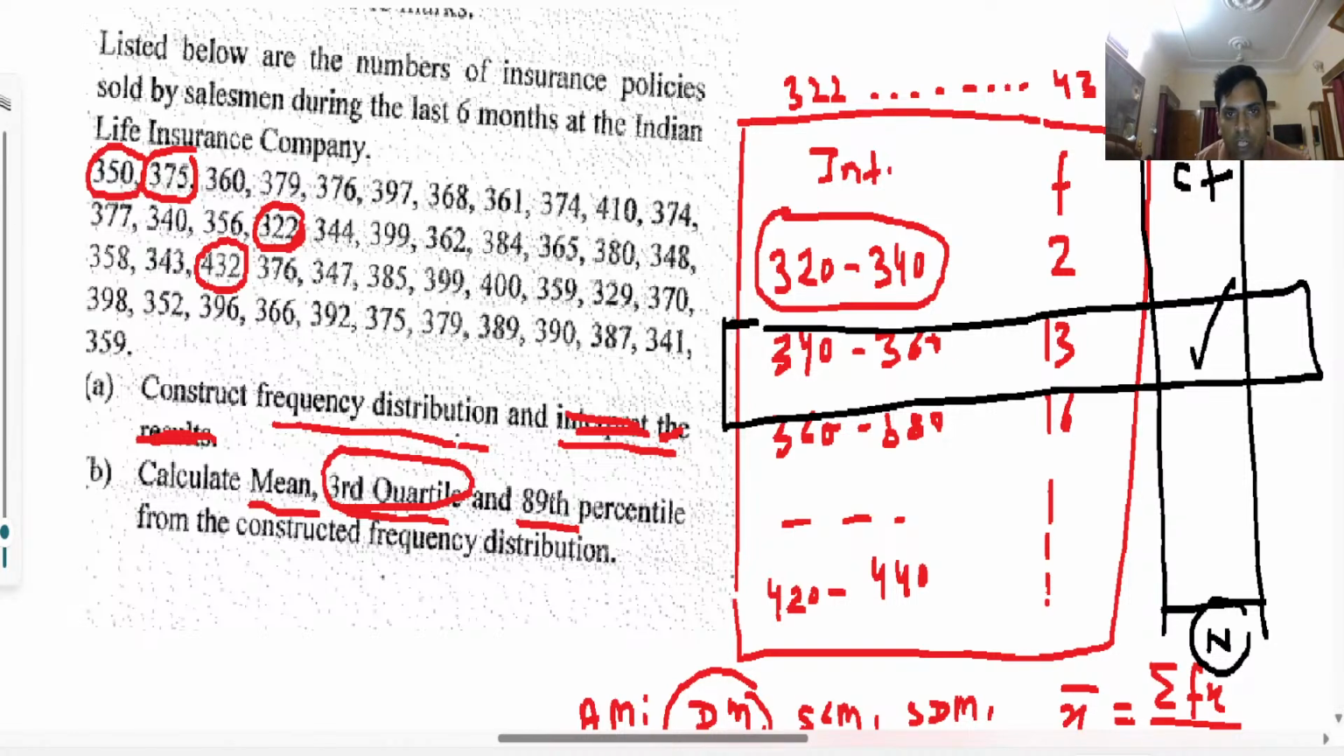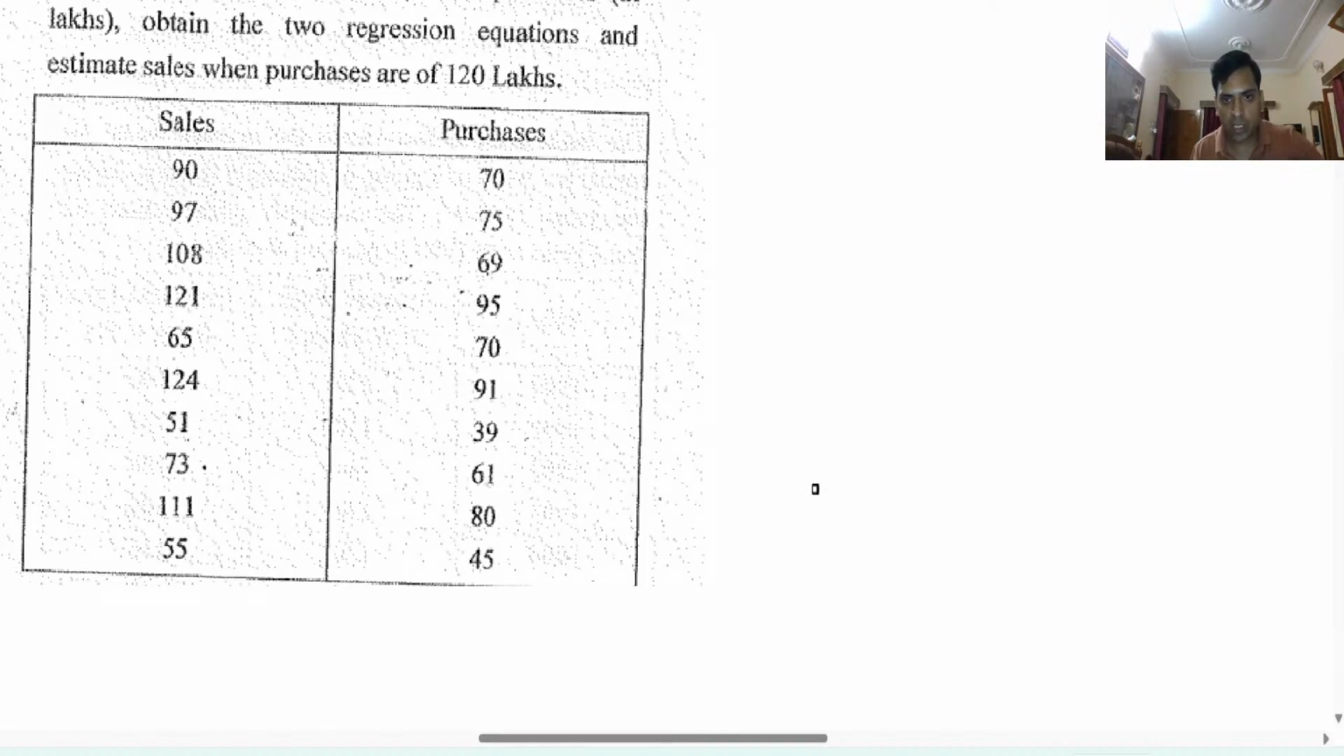Okay, so this is the first question, second is done, and the third question. So this is the third question.